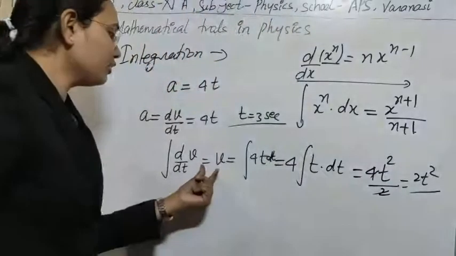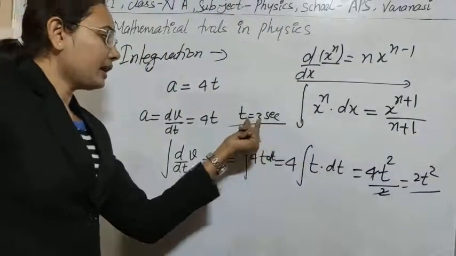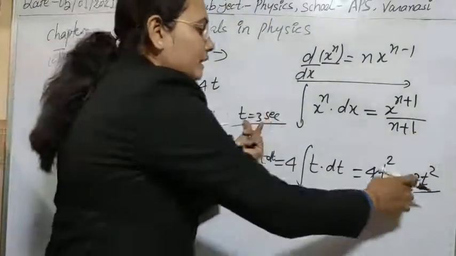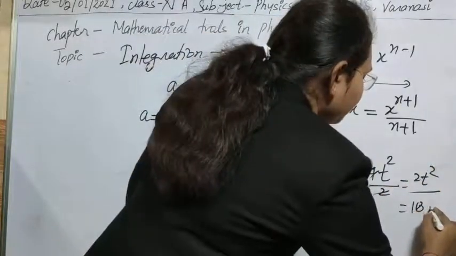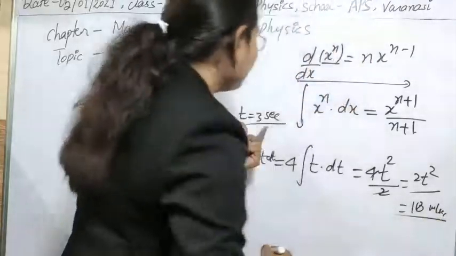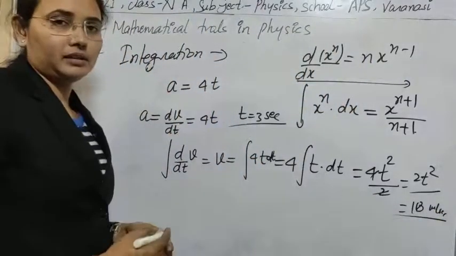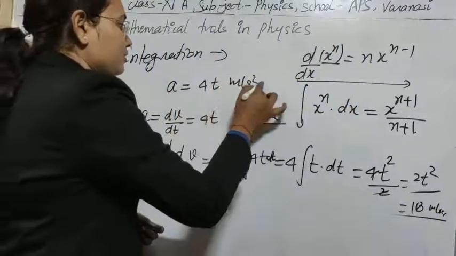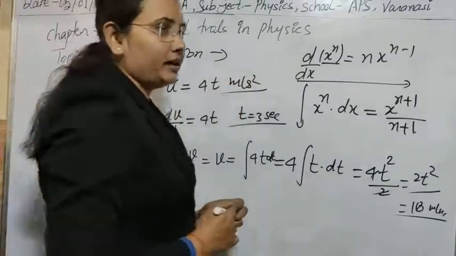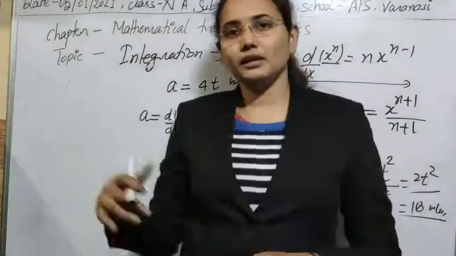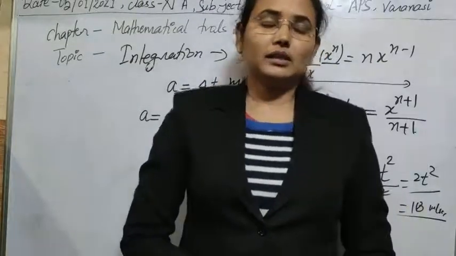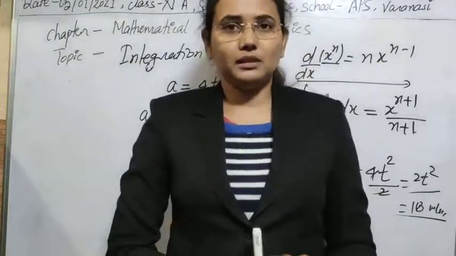So this is the value of velocity we will get here, and if you put the value of t here, then finally you will get 18 meter per second. Suppose the acceleration given here is in meter per second square. Then you can easily find the value of velocity with the integration process, and in the same way you can find the displacement at any time t.